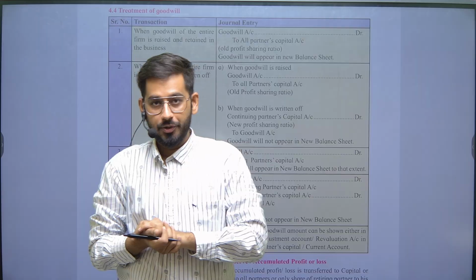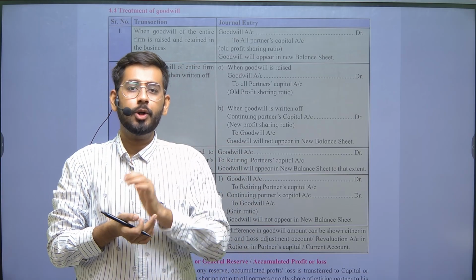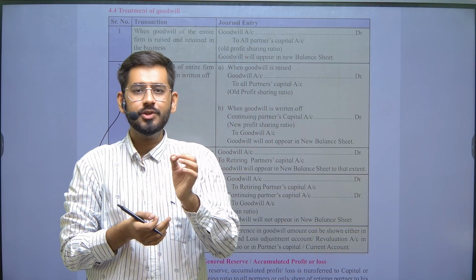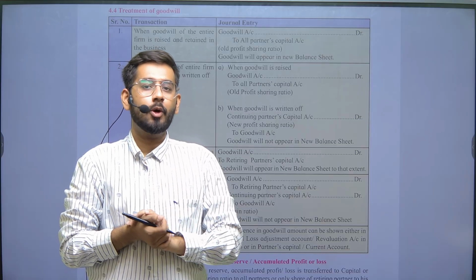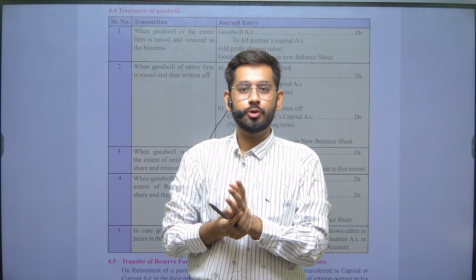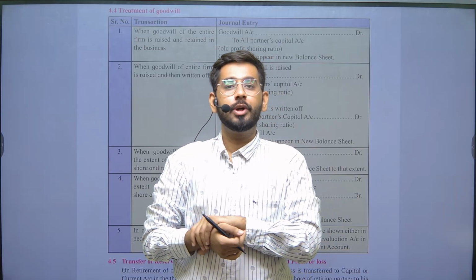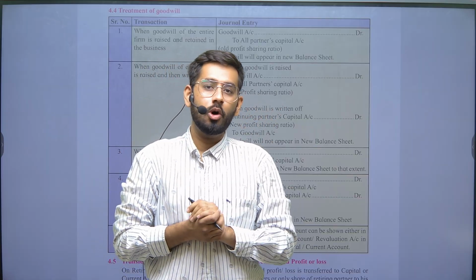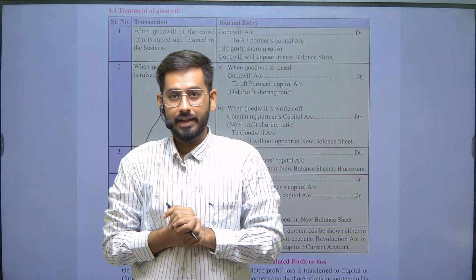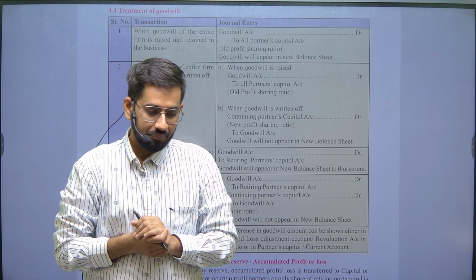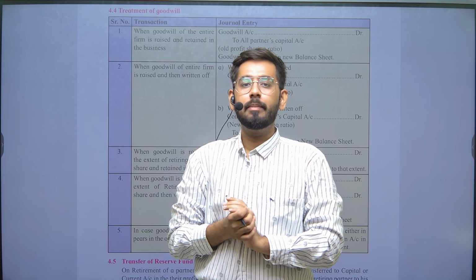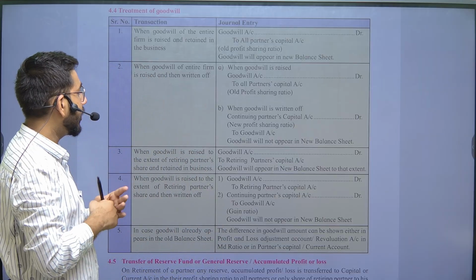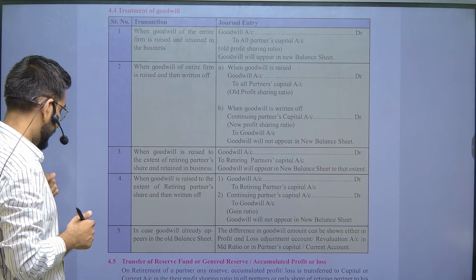Retirement of partnership firm. It is one of the topics from your 12th standard bookkeeping and accountancy. In this topic there are subtopics like calculation of ratios, treatment of goodwill, journal entries of goodwill and so on. Sums are there, practical sums. But today's lecture is all about the treatment of goodwill. Treatment of goodwill, there are 5 cases.